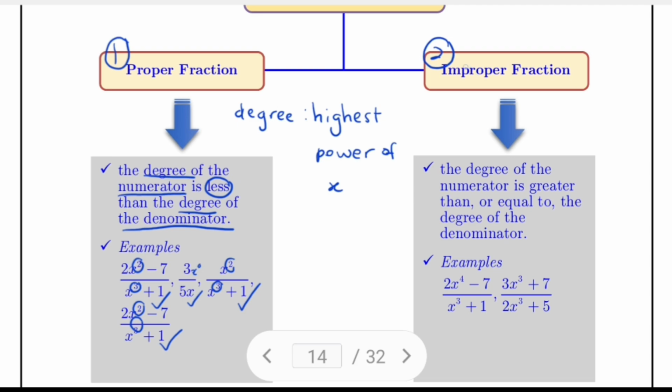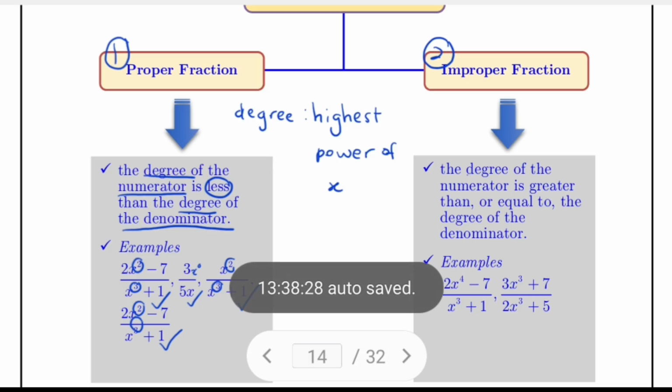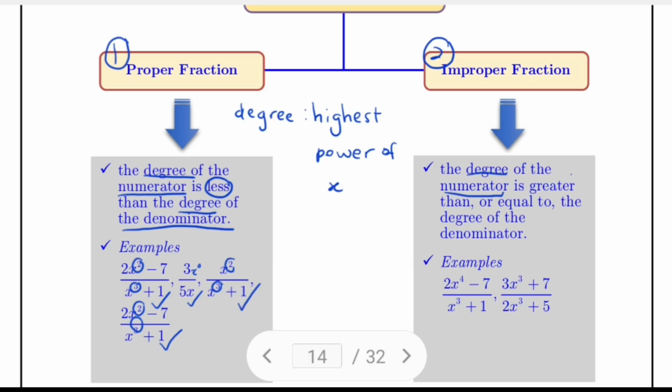Next, we're going to look at the definition of improper fraction. So what is improper fraction? When the degree of the numerator is greater than or equal to the degree of the denominator. So if you look at the example, 2x power 4, degree is 4, over x cubed plus 1, the degree is 3. If you can see here, the degree in the numerator is higher than the degree in the denominator. So this is an improper fraction.